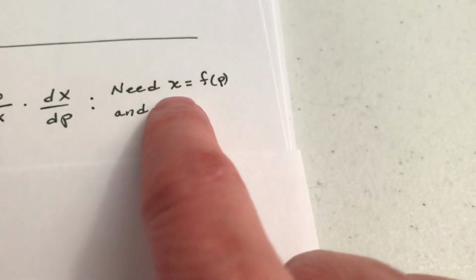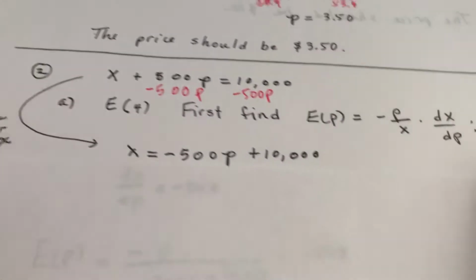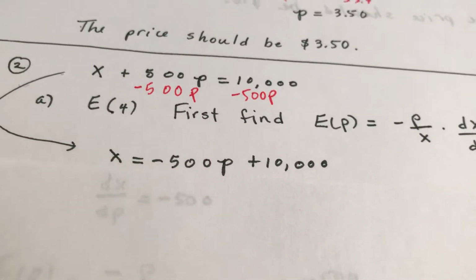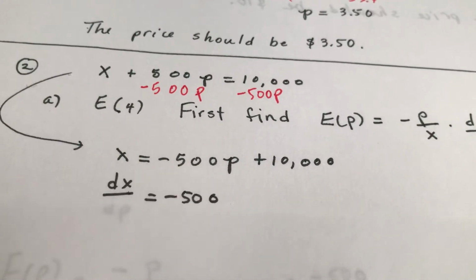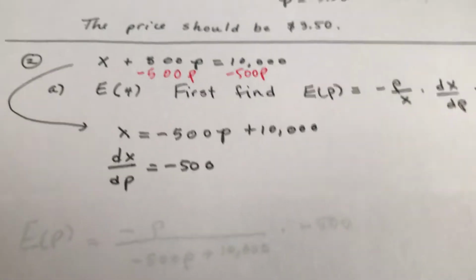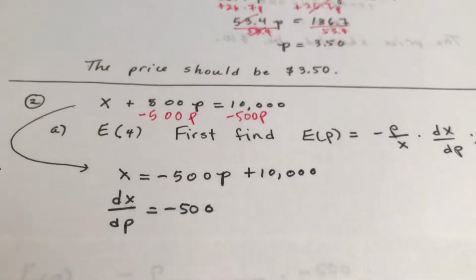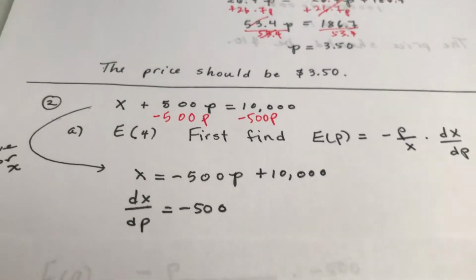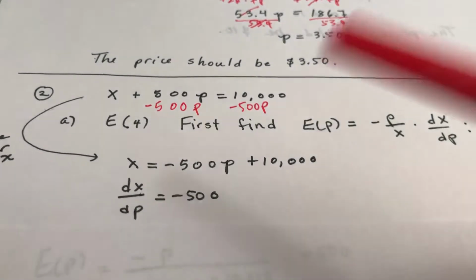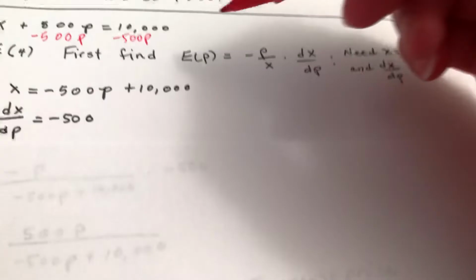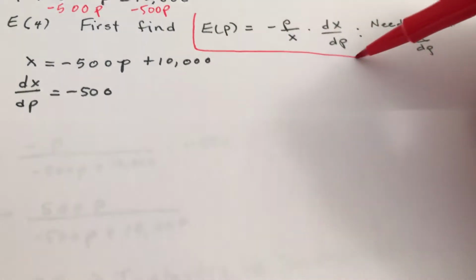All right, so we have that over here. We need x as a function of p, and we need dx/dp. So what's the derivative of this? dx/dp is negative 500, right? The derivative of this, just a linear function, is negative 500. So what we're going to do is put this x and this p into this equation. This is our big formula here.